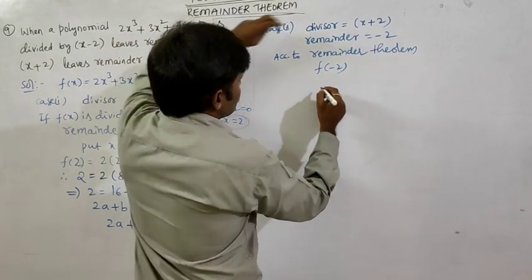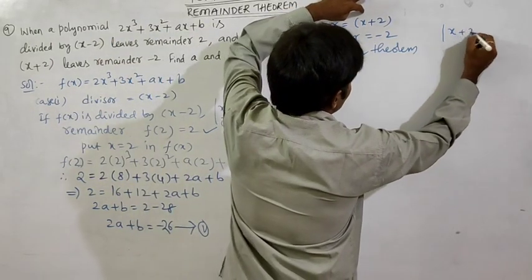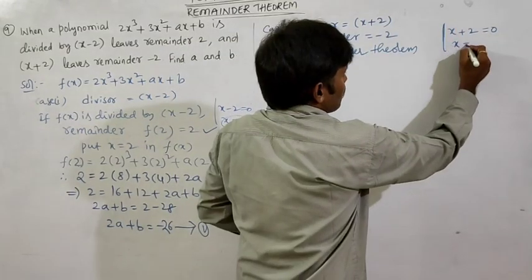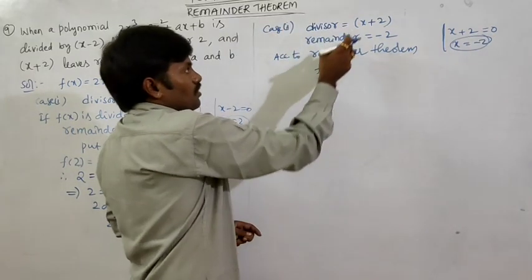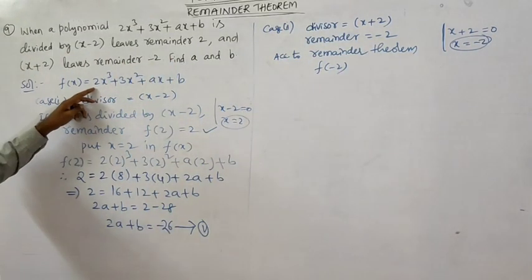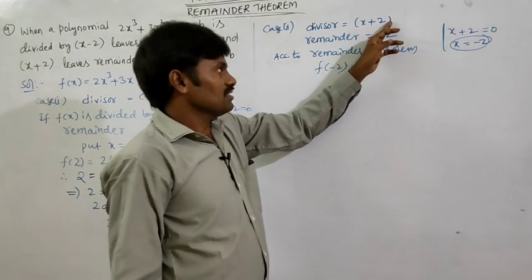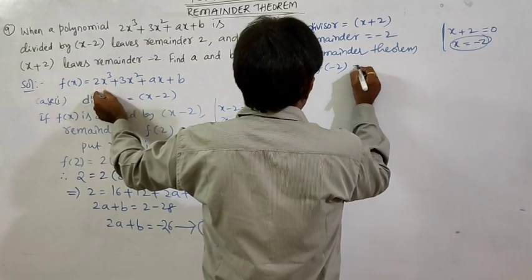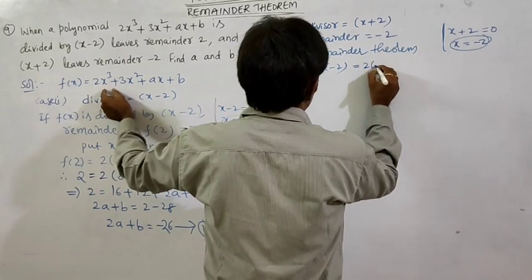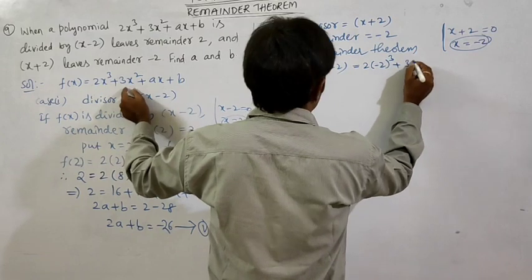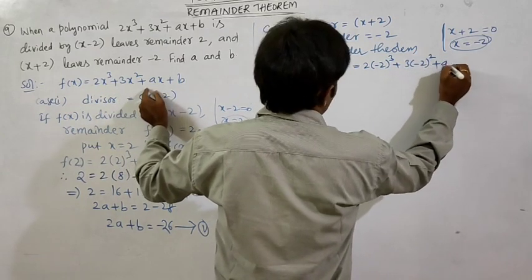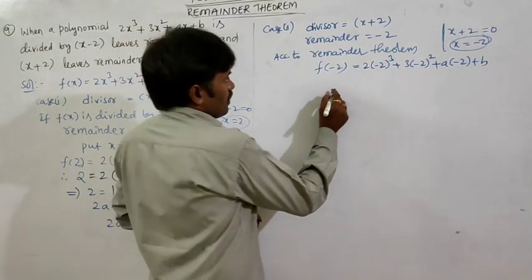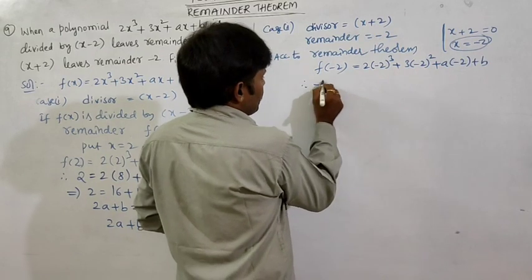f of minus 2. Because what is the zero of x plus 2? Make x plus 2 equal to 0. Then what is the value of x here? Minus 2. So put x value minus 2 in f of x. Here the zero of the divisor is minus 2. So put minus 2 in polynomial f of x, then it becomes 2 into minus 2 whole cube plus 3 into minus 2 whole square plus a into minus 2 plus b. Now simplify. Already what is the remainder? Minus 2. Therefore we write minus 2 here.